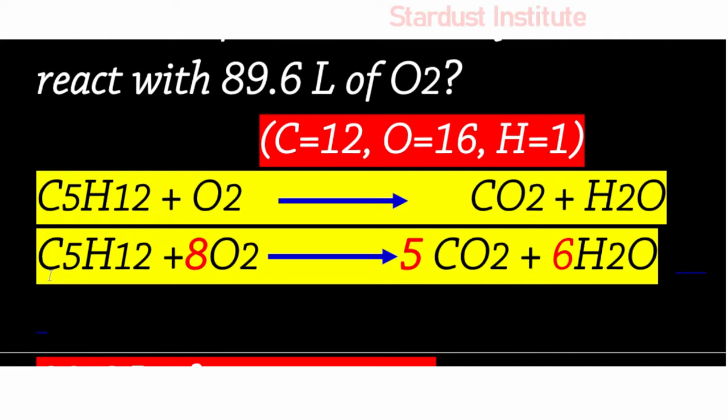You can see on the left hand side 5 carbons, on the right hand side also 5 carbons. On the left hand side 12 hydrogens, on the right hand side 6 times 2, 12 hydrogens. On the left hand side 8 times 2, 16 oxygens, and on the right hand side 5 times 2, 10 oxygen, and here 6 oxygen, altogether 16 oxygen on the right hand side.